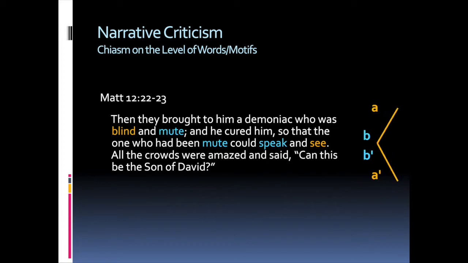We can diagram this chiastic pattern in this way. Blind is A, whereas C is A prime. It's the flip side of blind, right? It's the cure for blind. Whereas mute is matched with the second reference to mute and speaking as the solution, because this, of course, is a healing. So the problems in the first part of the phrase are undone, and the person is able to speak and see. So that's one example.